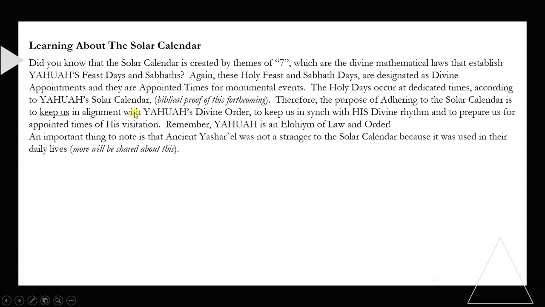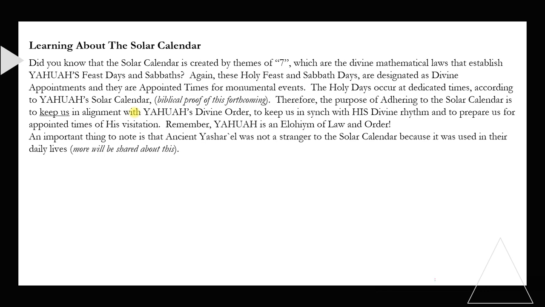So some more things about the solar calendar. Did you know that the solar calendar is created by themes of seven, which are the divine mathematical laws that establish Yahuwah's feast days and Sabbaths? Again, these holy feast and Sabbath days are designated as divine appointments, and they are appointed times for monumental events, right? The holy days occur at dedicated times according to Yahuwah's solar calendar. And biblical proof of this is forthcoming. It's not just words, but we're going to demonstrate it.